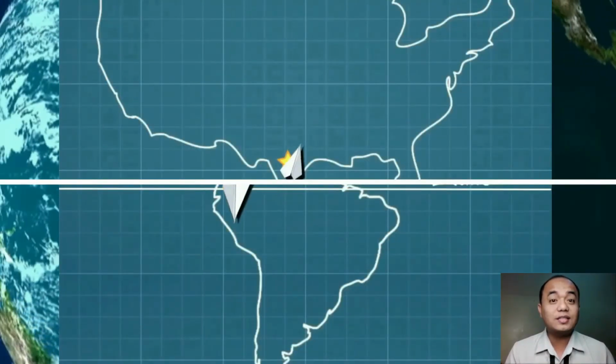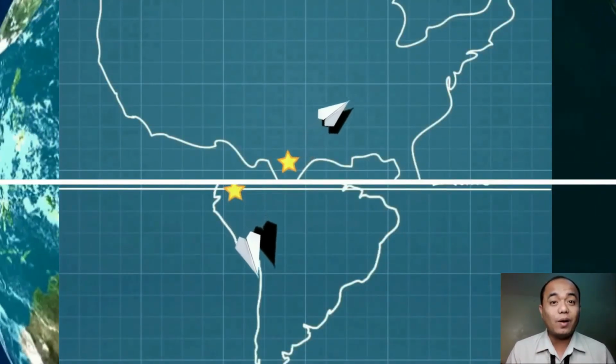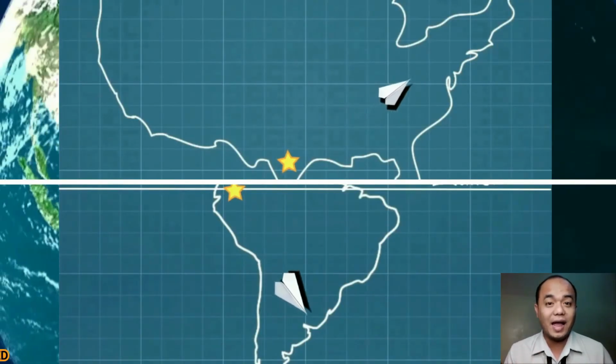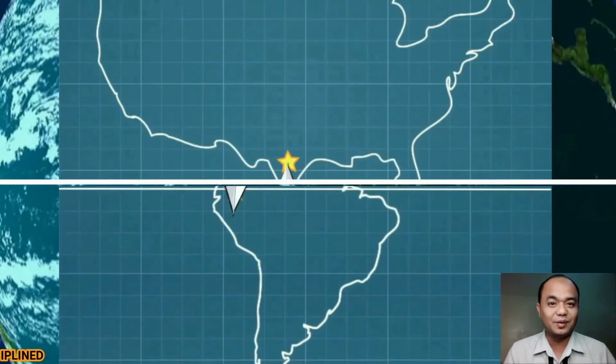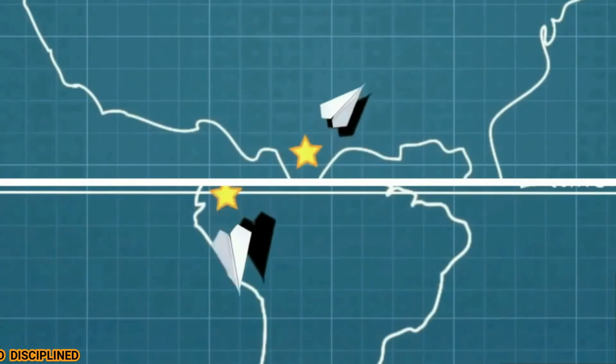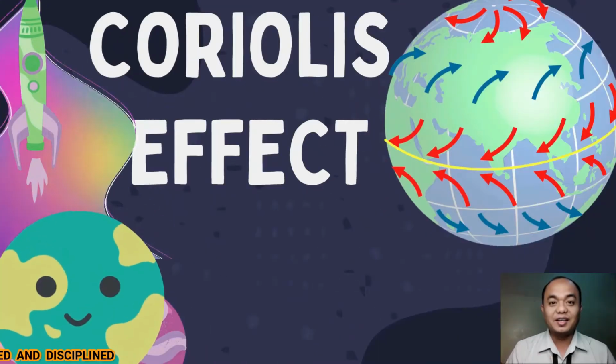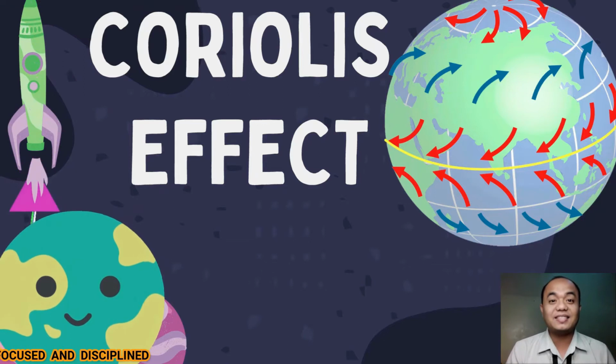And what do you call this deflection of air? Ano ba yung tawag natin sa paglihis ng paggalaw ng hangin dahil sa pag-ikot ng ating mundo? Very good! You're correct! Coriolis Effect.